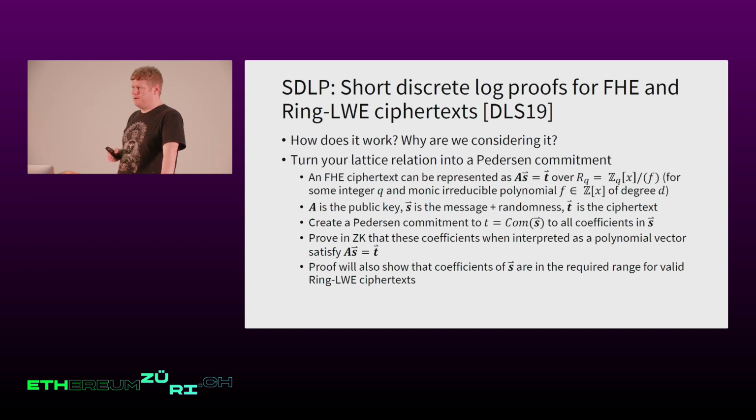It is specifically for showing lattice relations. And so Alice knows S, and the verifier knows A and T. S contains your message and the noise used during the encryption process. T contains the ciphertext, and A is just setting up the lattice structure and is public. So Alice can create a commitment to S, and then prove in zero knowledge that AS equals T. And if she does so, and also shows that the coefficients in S are sufficiently short, or small, then she will have proven that this is a valid encryption under a specific key.